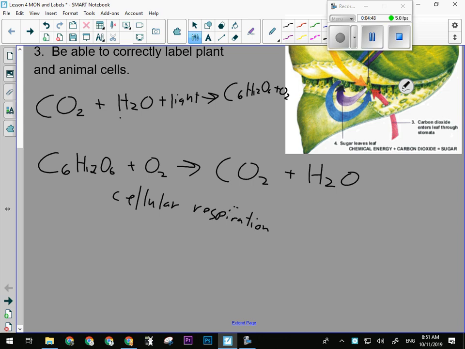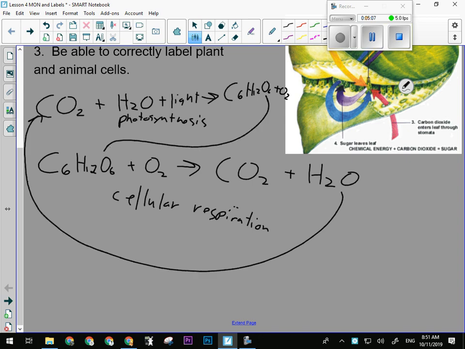So this one up here is photosynthesis, and this one is cellular respiration. As you can see, one is the backwards way of writing the other. So what we essentially have then is the carbon cycle.